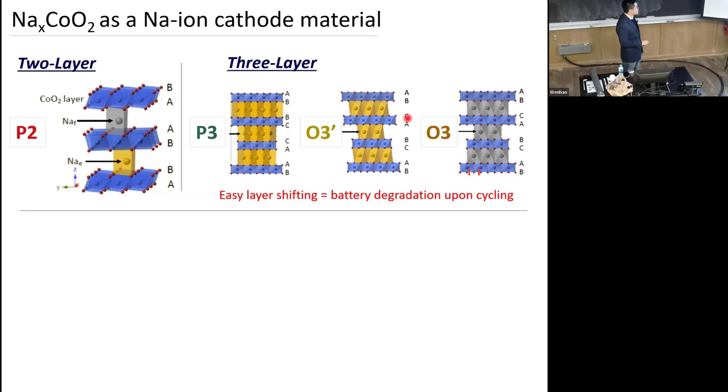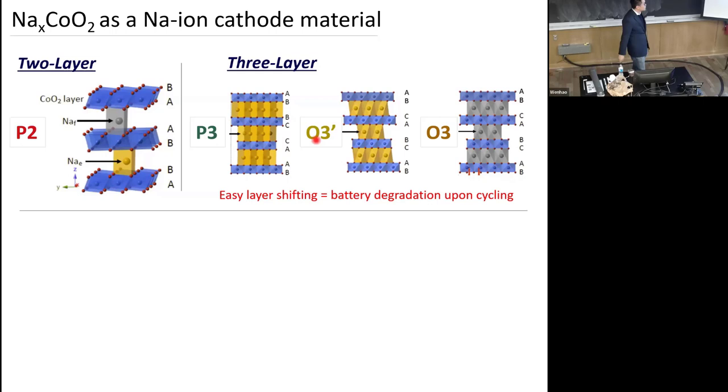Now, if you want to make a battery material, you're going to intercalate and deintercalate sodium. And we would actually prefer to have the two-layer type over the three-layer type, because as you intercalate and deintercalate, the three-layer type has a lot of layer shifting and that degrades the battery material. You get fatigue stress on these materials, and that's not good. So we want to make P2.